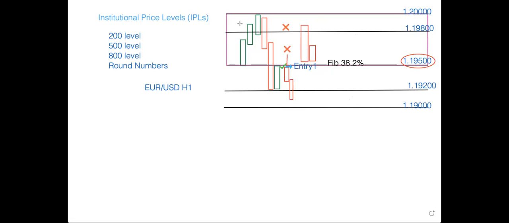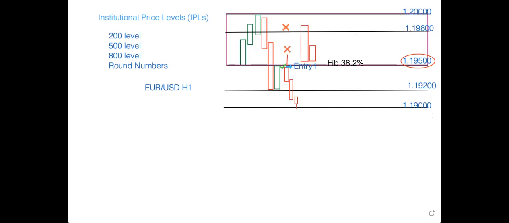Then let's continue with the price action. You will see the next candle is coming down and stopping at the next IPL, which is the round number 1.19, this level. Okay, and you can see the wick because it's rejecting, so it means this level is acting as support.